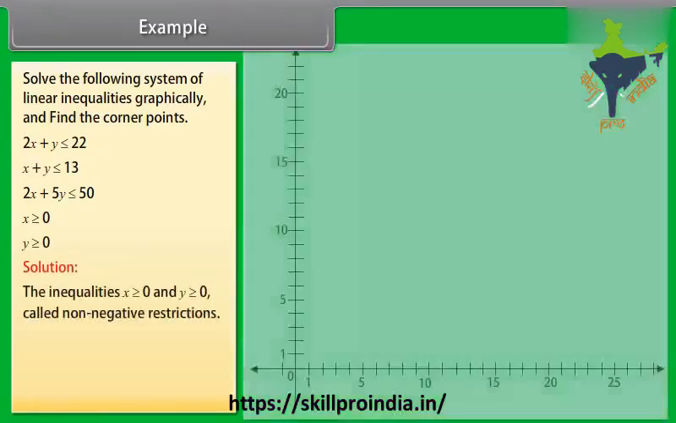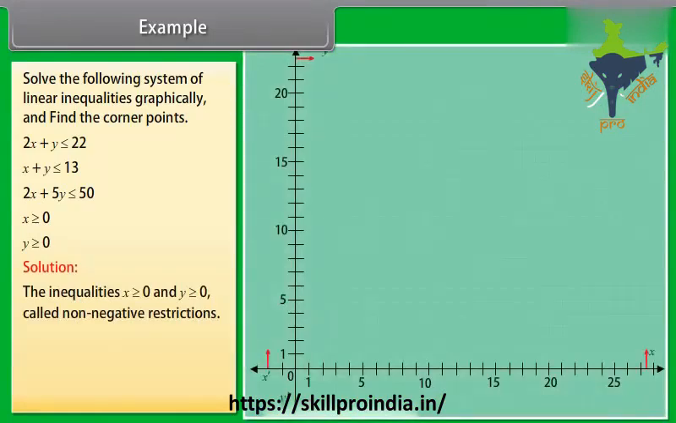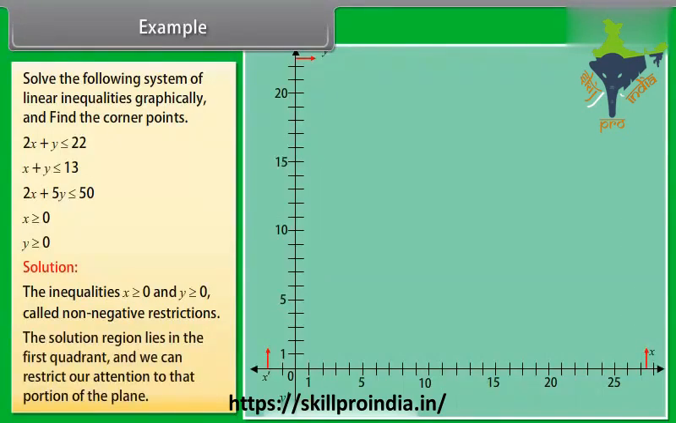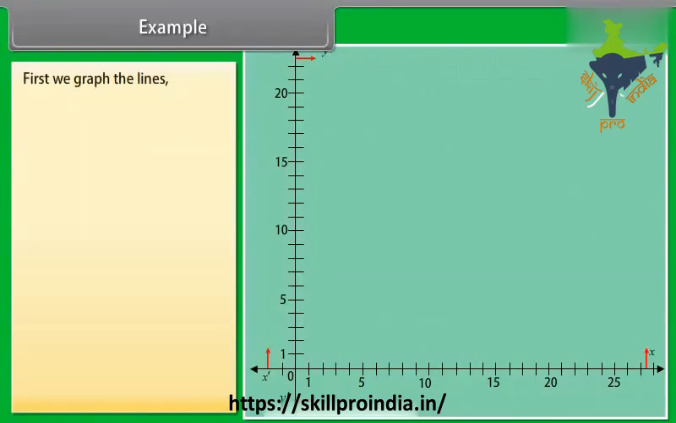Solution: the inequalities x greater than or equal to 0 and y greater than or equal to 0 are called non-negative restrictions. The solution region lies in the first quadrant, and we can restrict our attention to that portion of the plane. First, we graph the lines as follows.